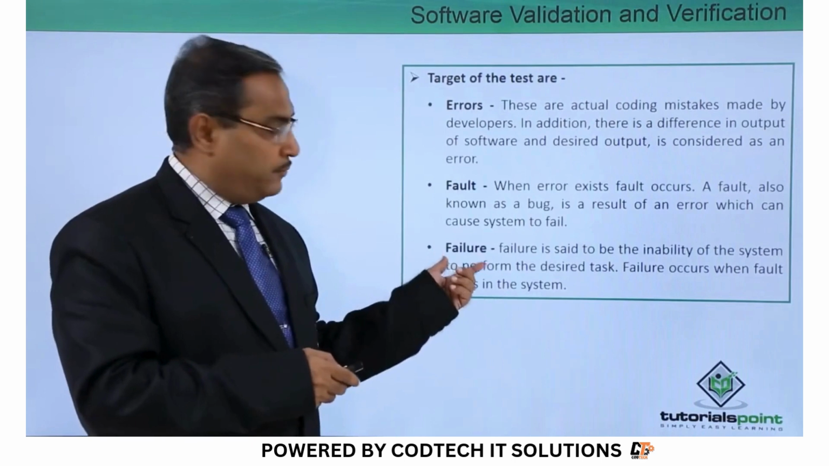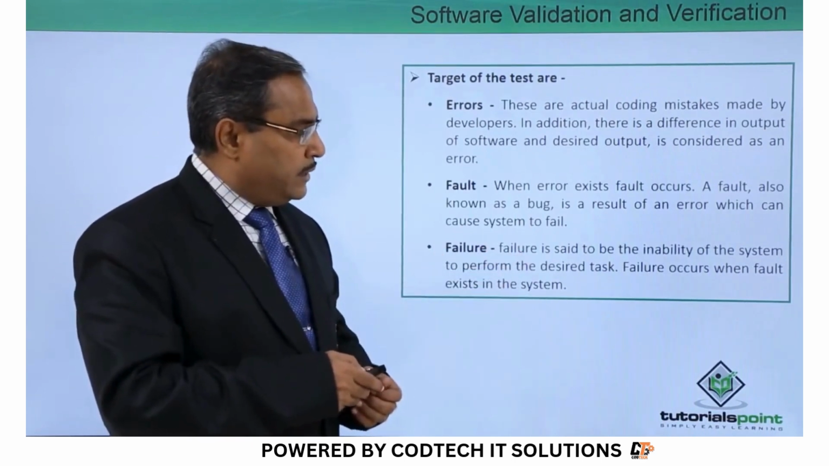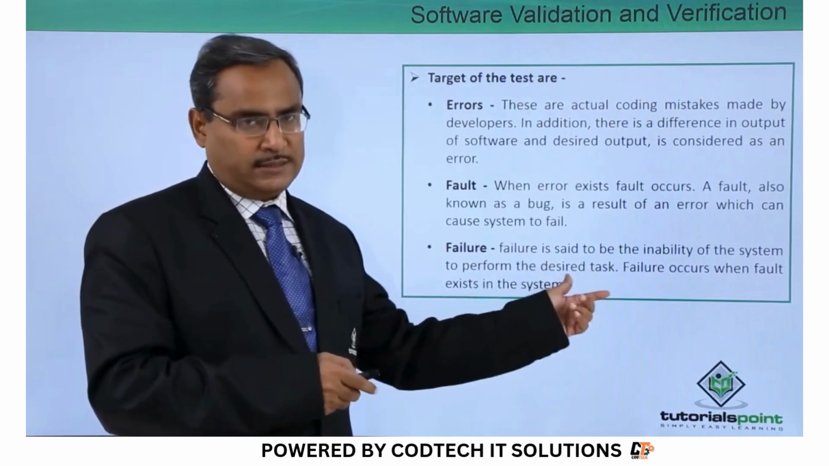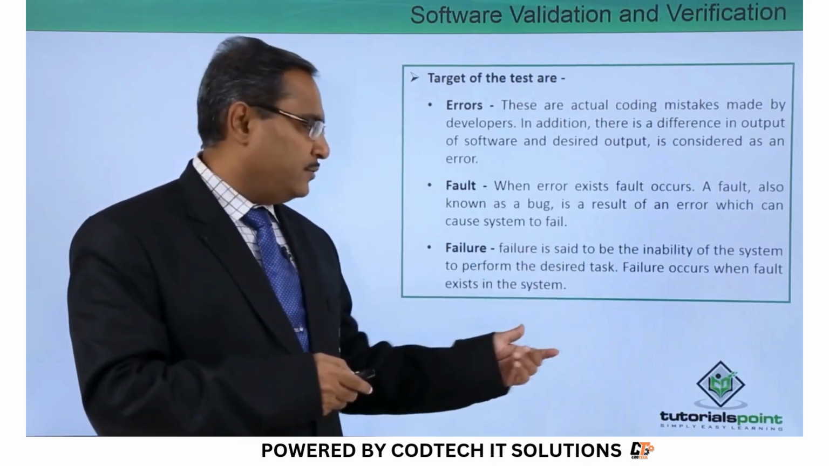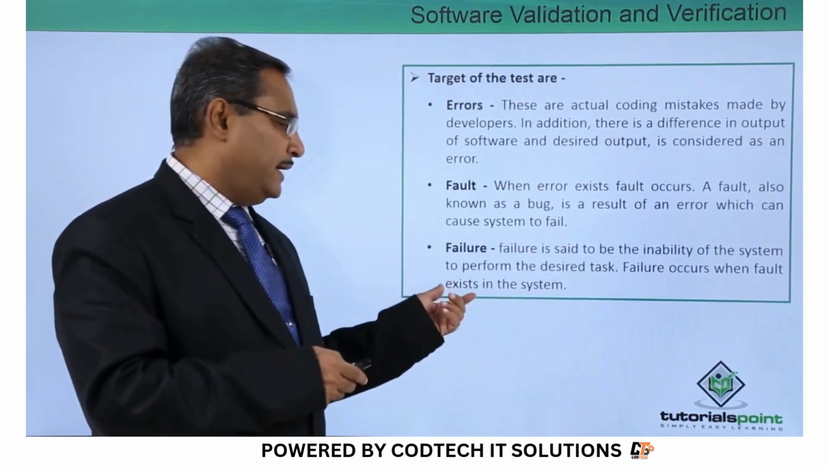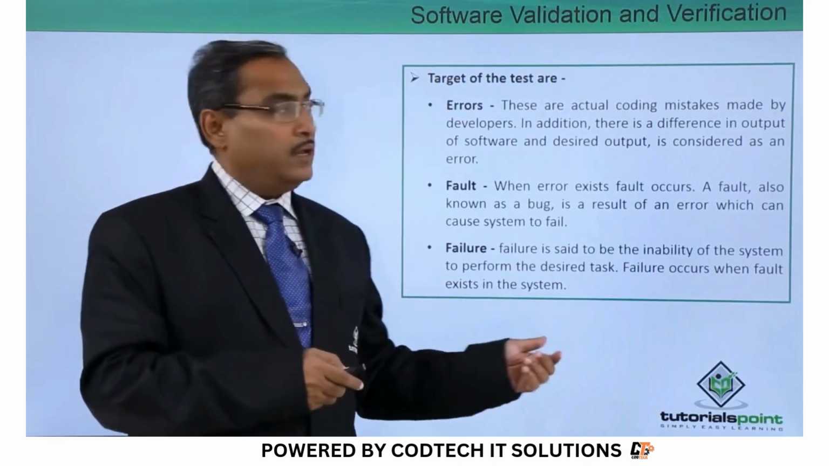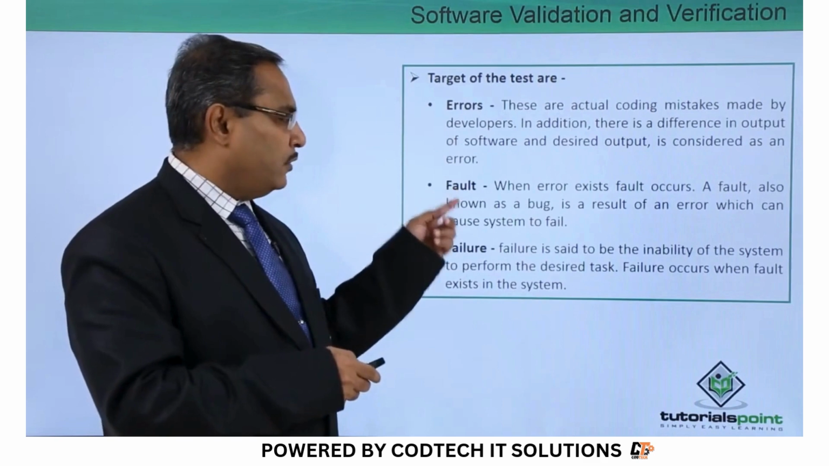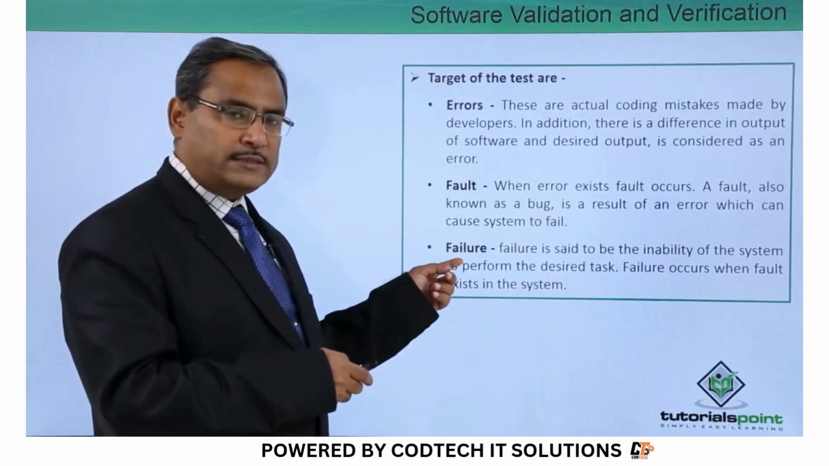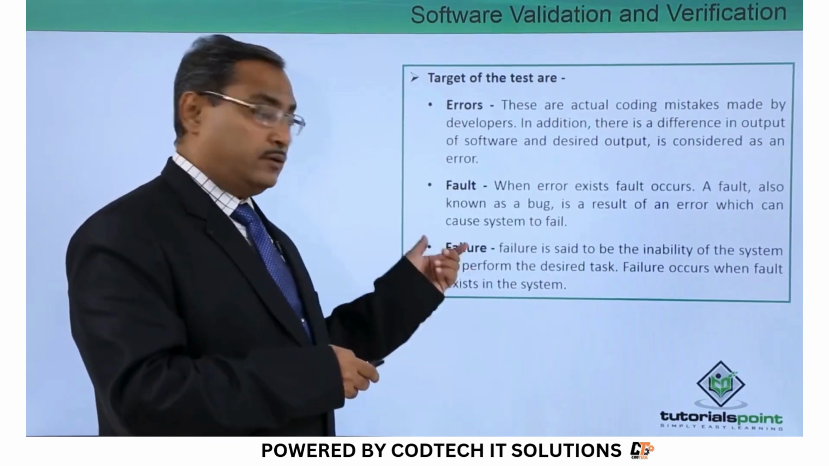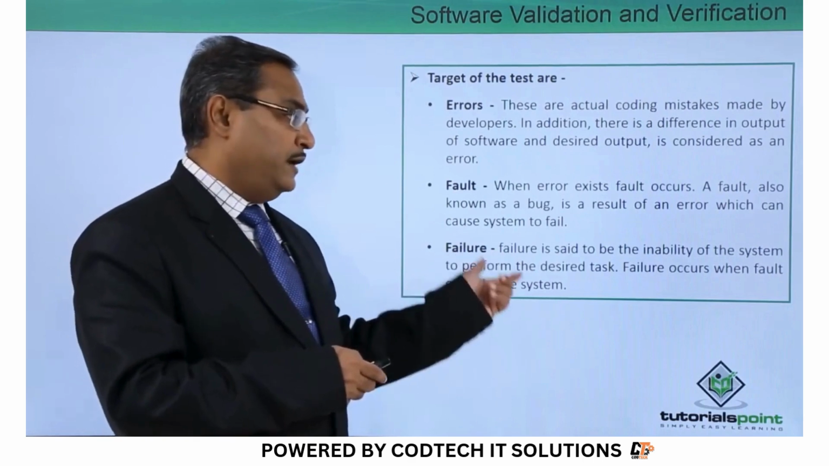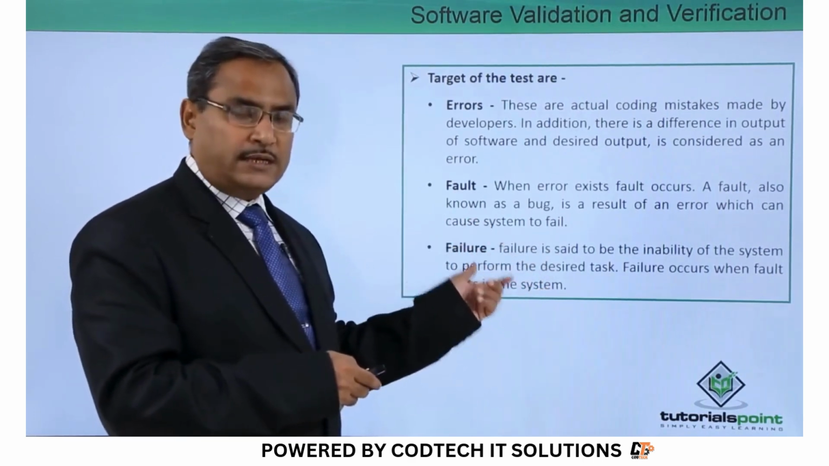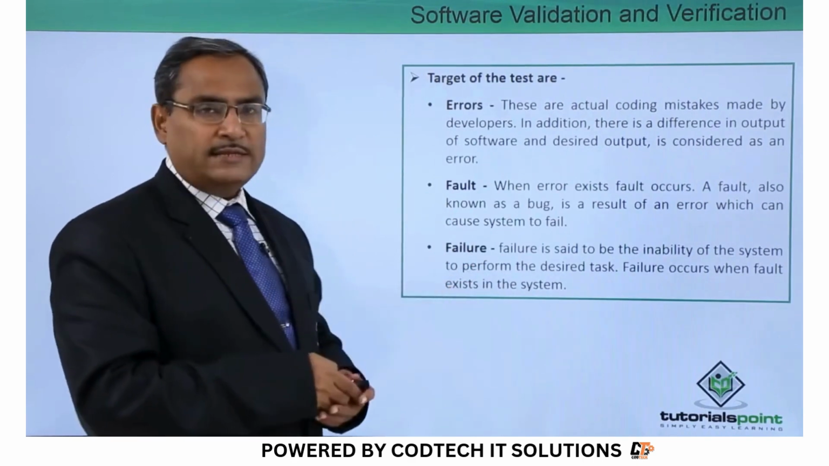The next one is failure. Failure is the inability of the system to perform the desired task. Failure occurs when a fault exists in the system. So due to errors, faults will occur, and due to faults, failure will occur in the system. Failure means the software has failed to perform some activity or the desired task in the system. That is known as a failure.